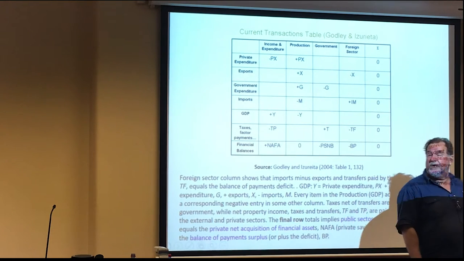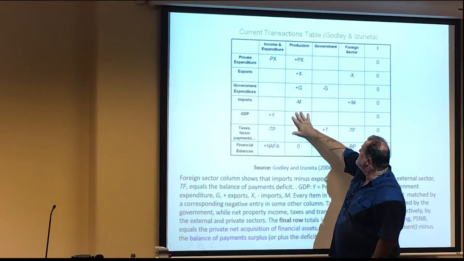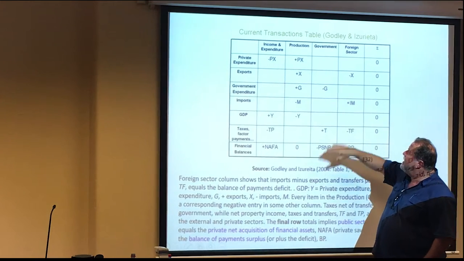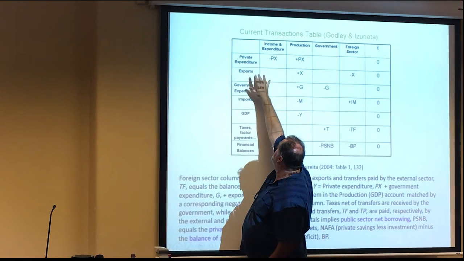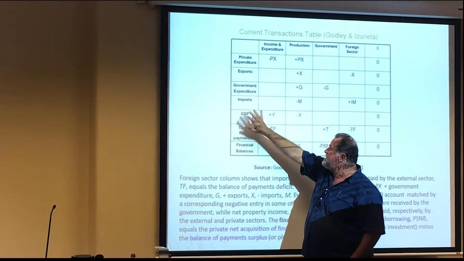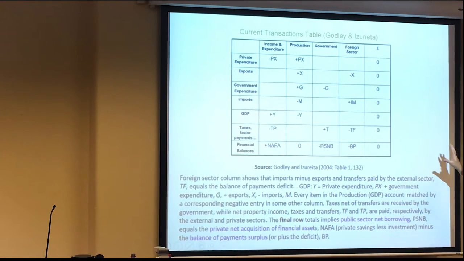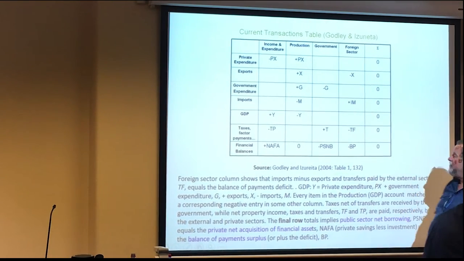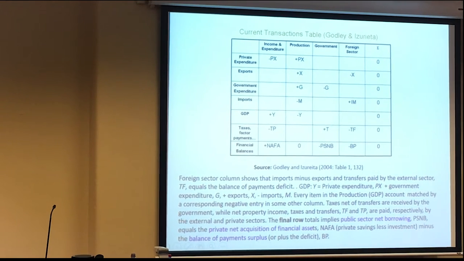This is a very schematic example of a sort of current transactions table. So what have we got here? Well, we've combined the private sector and the banks into just one sector here, production. We've got government and we've got a foreign sector, and we've also got income and expenditure. And we break up components into private expenditure, export, government spending, imports, GDP, taxes, and financial balances. Okay, so what we've got here is a sort of transactions table with the foreign sector appearing. And what it shows is that imports minus exports and transfers paid by the external sector have to equal the balance of payments deficit.